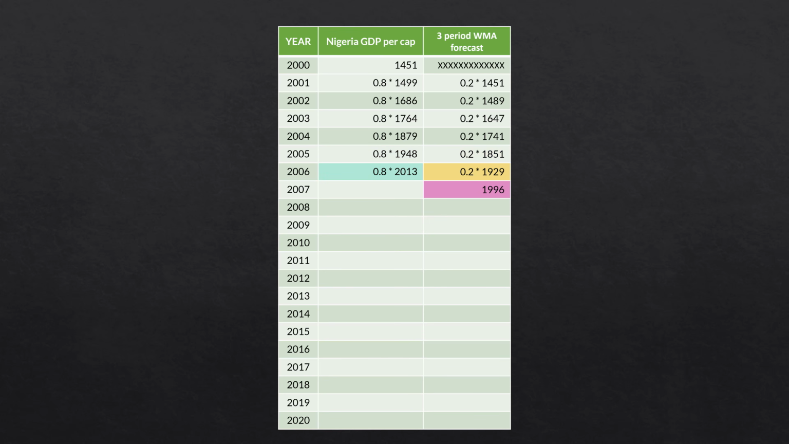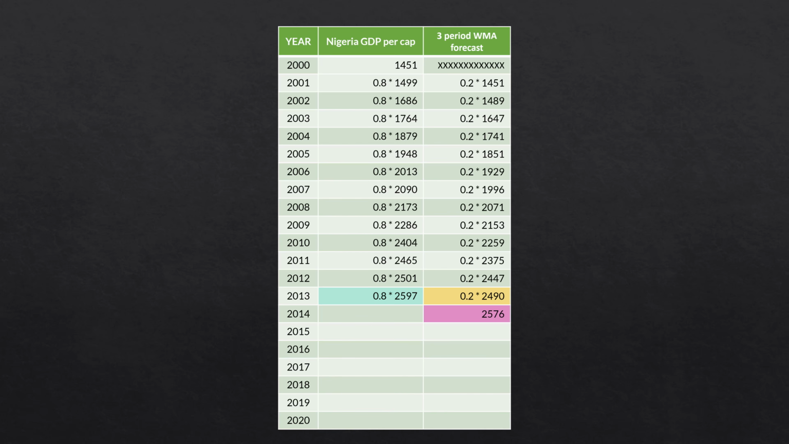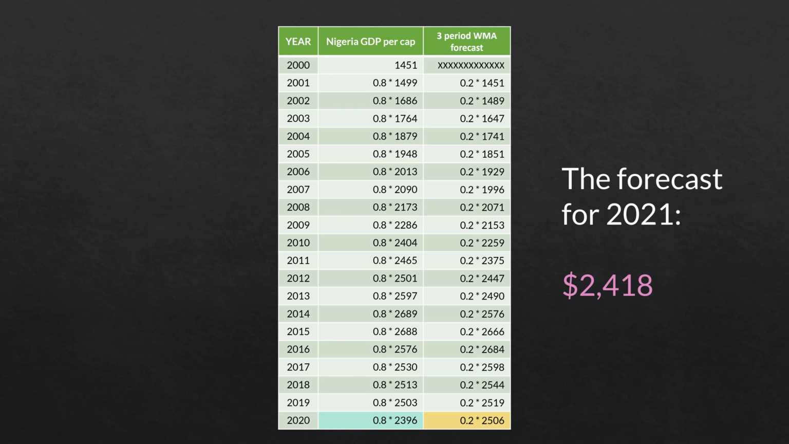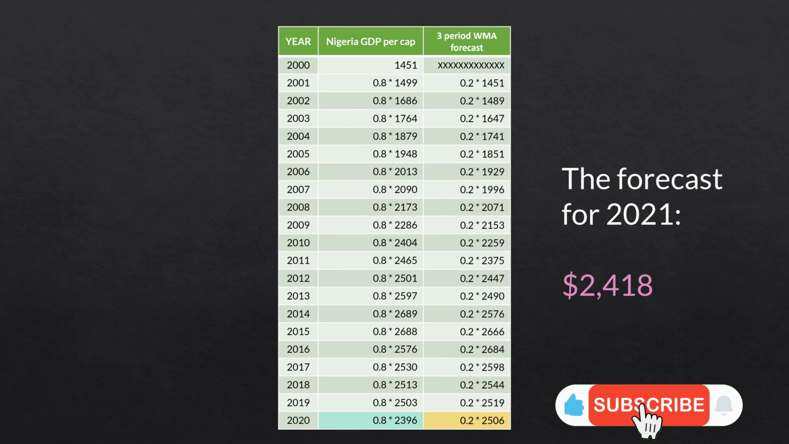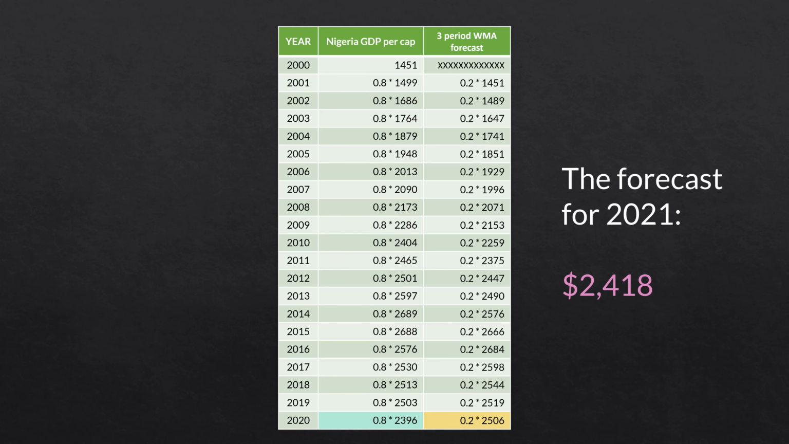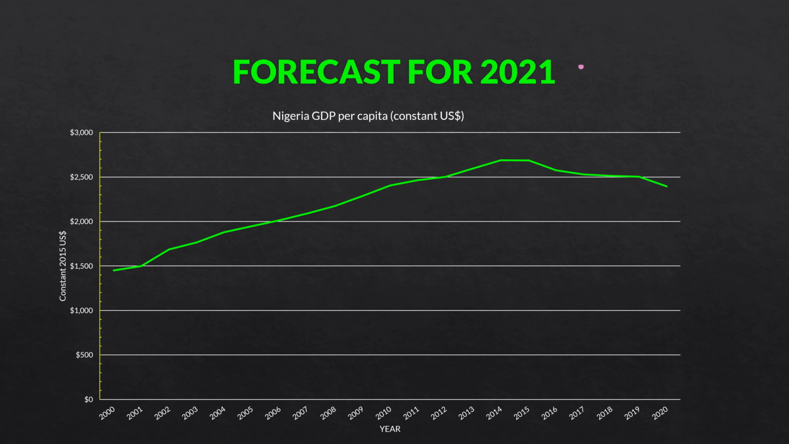You can see that what we're doing is multiplying the actual value by our alpha of 0.8, and then the forecast value on the right by the dampening factor, or the difference, of 0.2. And we go down the time series and do the entire thing. So the forecast for 2021 is going to be 0.8 times 2396 plus 0.2 times 2506, and that has a forecast value of $2,418 per capita. So graphically it looks like this. The green line is our actual data, and the pink dot is our actual. Looks pretty good to me.